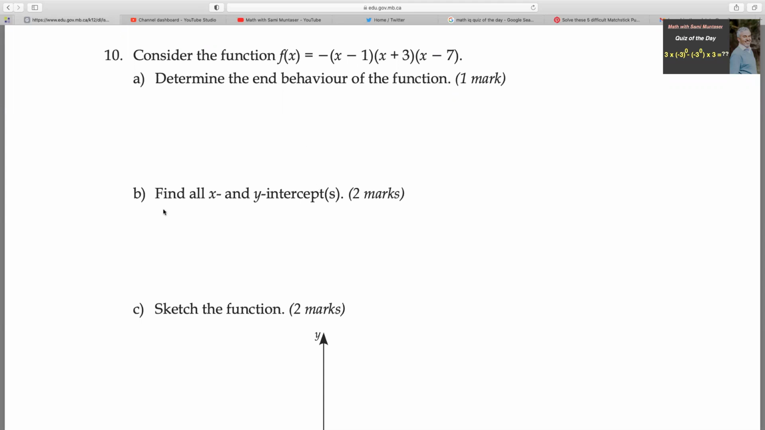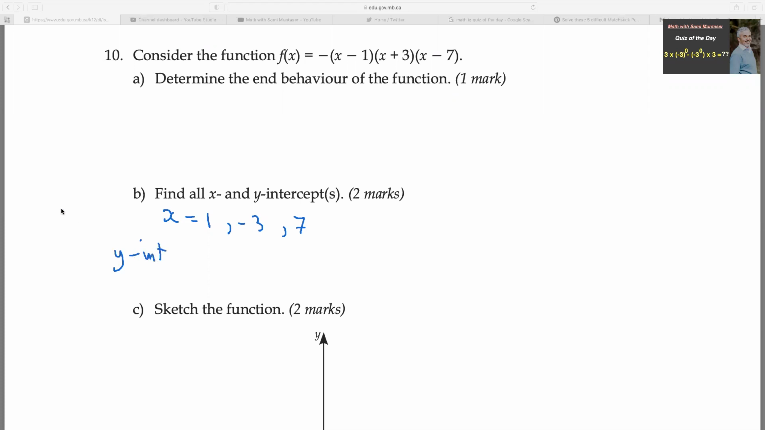The x-intercepts: x equals 1, -3, and 7, and all of them are multiplicity of one because there's no square or cube on top of the brackets. Okay, so these are your x-intercepts. Your y-intercept, maybe you'll have to do a little bit of work. So here are the x-intercepts.